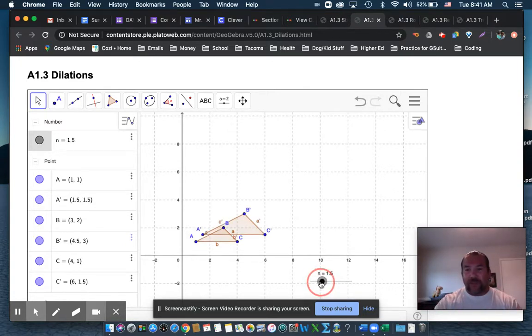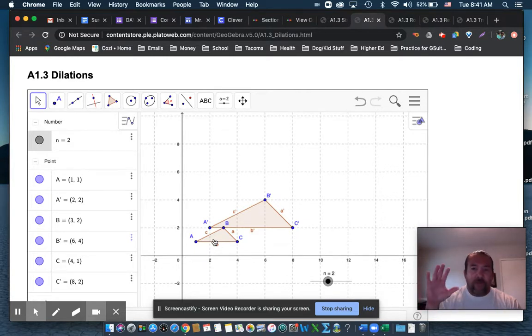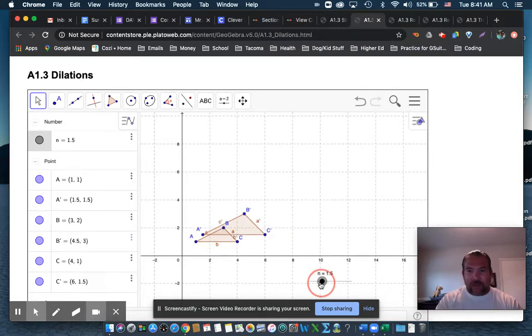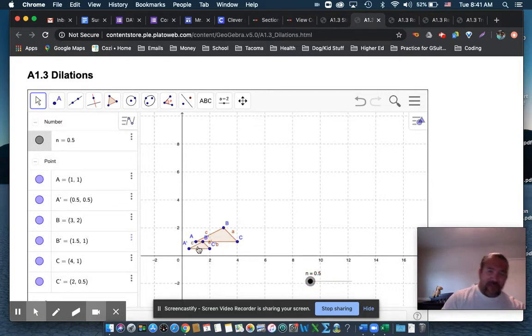So notice if I drag this and I go to 2, that means that this new image is double the size of the pre-image. Notice it's moving to the right because when we dilate by a scale factor greater than 1, we're moving away from that origin. Okay? If I go to 1, that means I'm not doing any dilation, but if I go to 1/2, it moves to the left because that scale factor is less than 1.